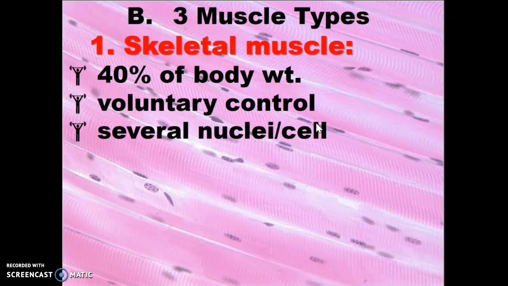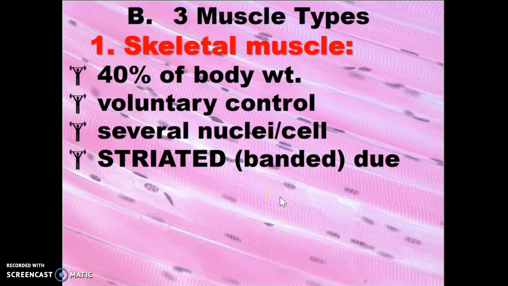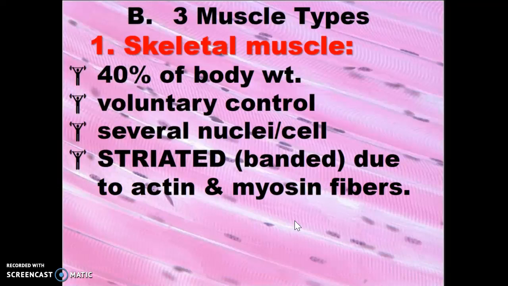They're voluntary. There are several nuclei per cell. This one down here is 1, 2, 3, 4, 5, 6, 7, 8, 9. 9 nuclei in just that one fiber there. So it's a lot of nuclei. It is striated or banded due to what two protein fibers? Because of actin and myosin fibers. So skeletal muscle is under your voluntary control.